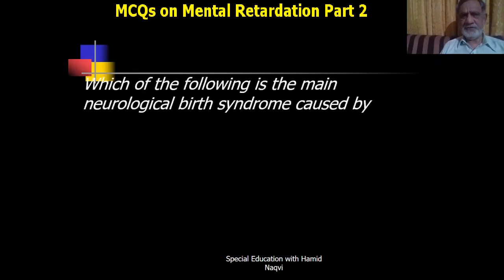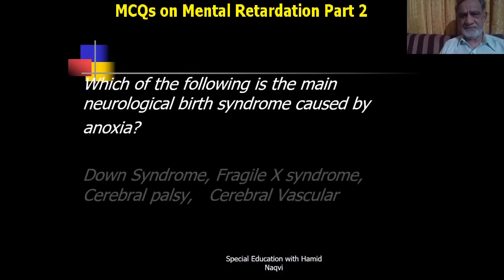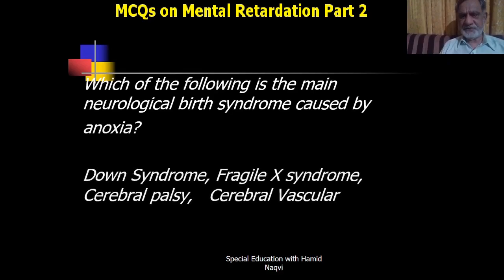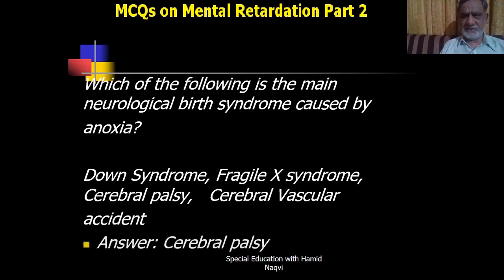Which of the following is the main neurological birth syndrome caused by anoxia? Down syndrome, Fragile X syndrome, cerebral palsy, cerebral vascular. Correct answer is cerebral palsy.